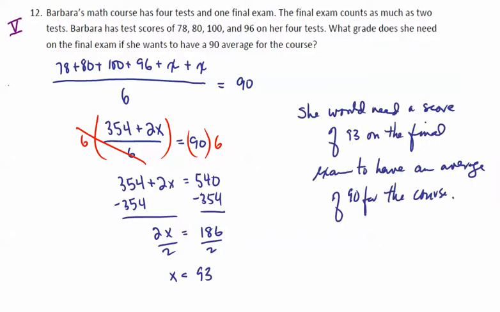So we know that she would need a score of 93 on the final exam to have an average of 90 for the course. And that's going to do it for this problem here. So if you were to go back and take a 93 and plug it in for both of those x values, counting that final exam score twice, adding up the scores in the numerator, dividing by 6, you would get an average of 90 there. Alright, we're going to go on to the next example.